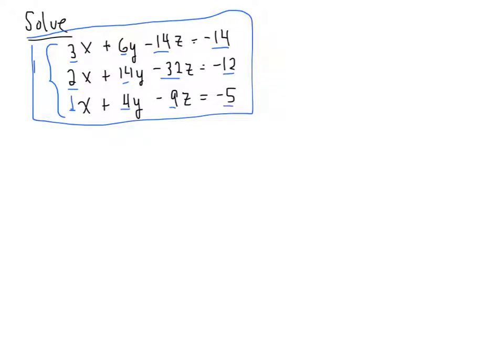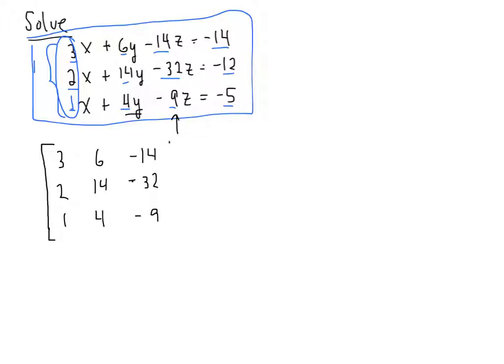And so these numbers we're going to write in a matrix that looks as follows. We're going to have a 3, a 2, and a 1 to represent this first column. Then the second variable is the ones in front of the y's. Notice that these all have y's in here. These will be 6, 14, and 4. And then the ones in this column would be negative 14, negative 32, and negative 9. These represent the coefficients of the z values. And then here I have negative 14, negative 12, and negative 5.